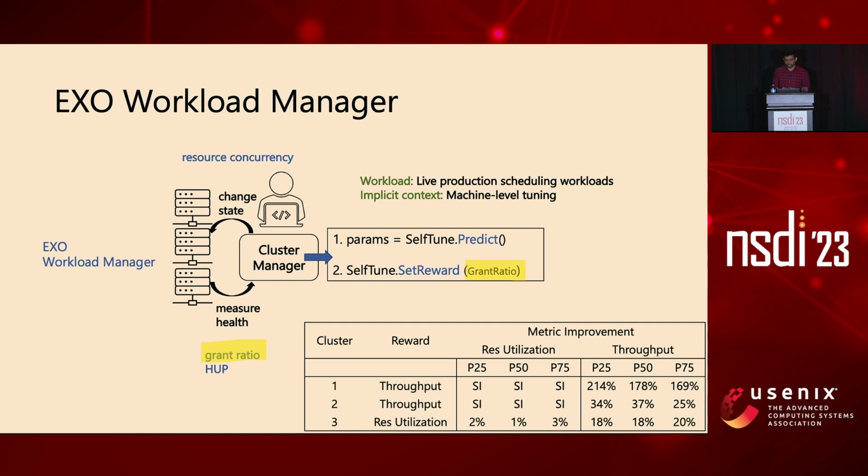In the third cluster, we use resource utilization as the reward, and we find a 1 to 3% increase in resource utilization, while simultaneously observing a 15 to 20% increase in throughput.